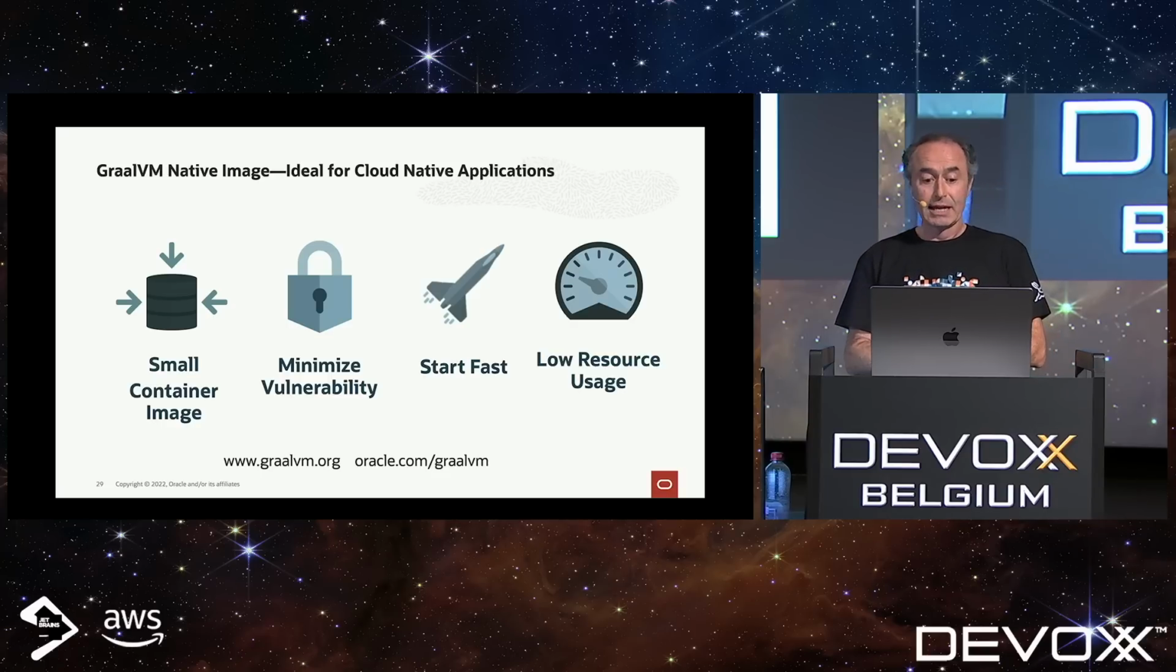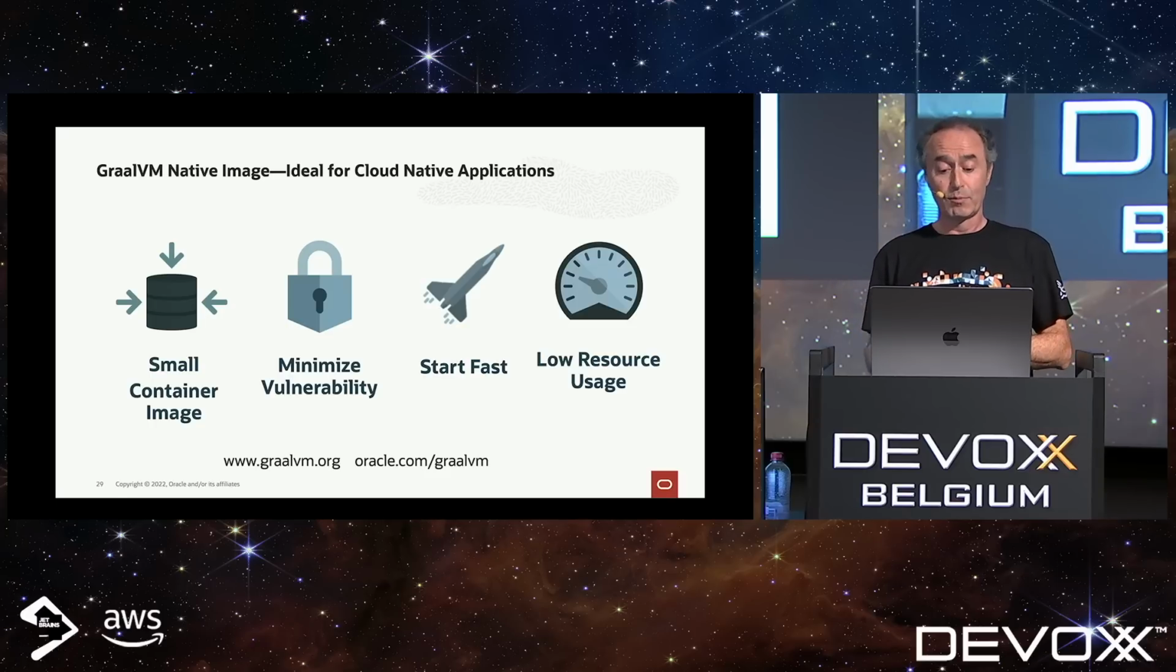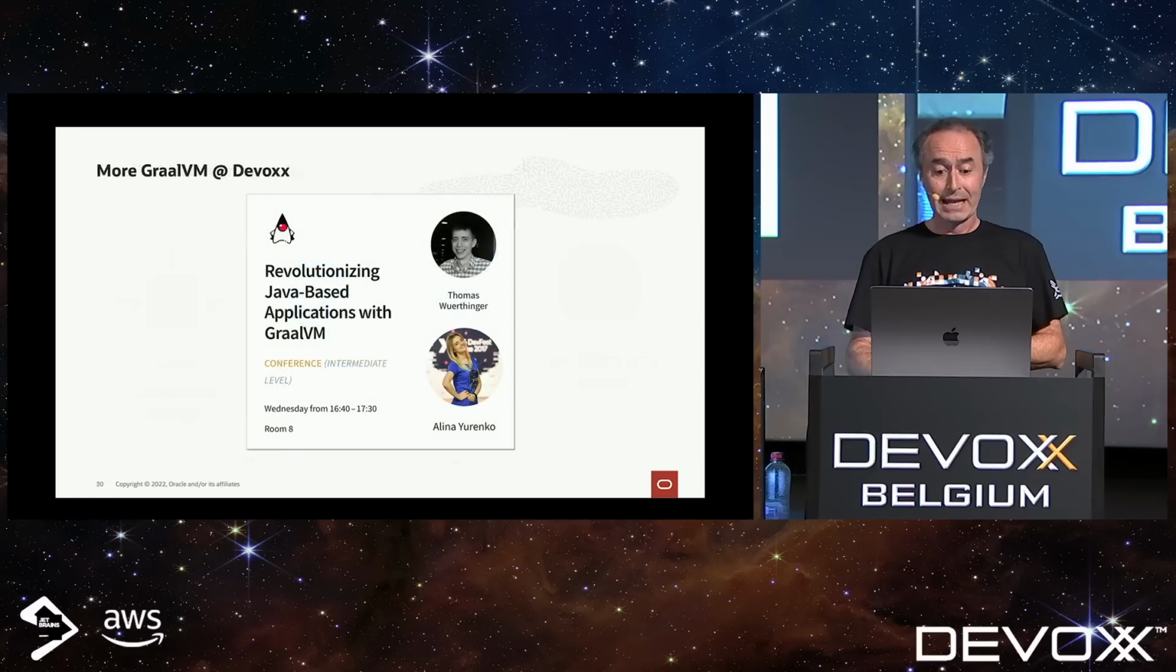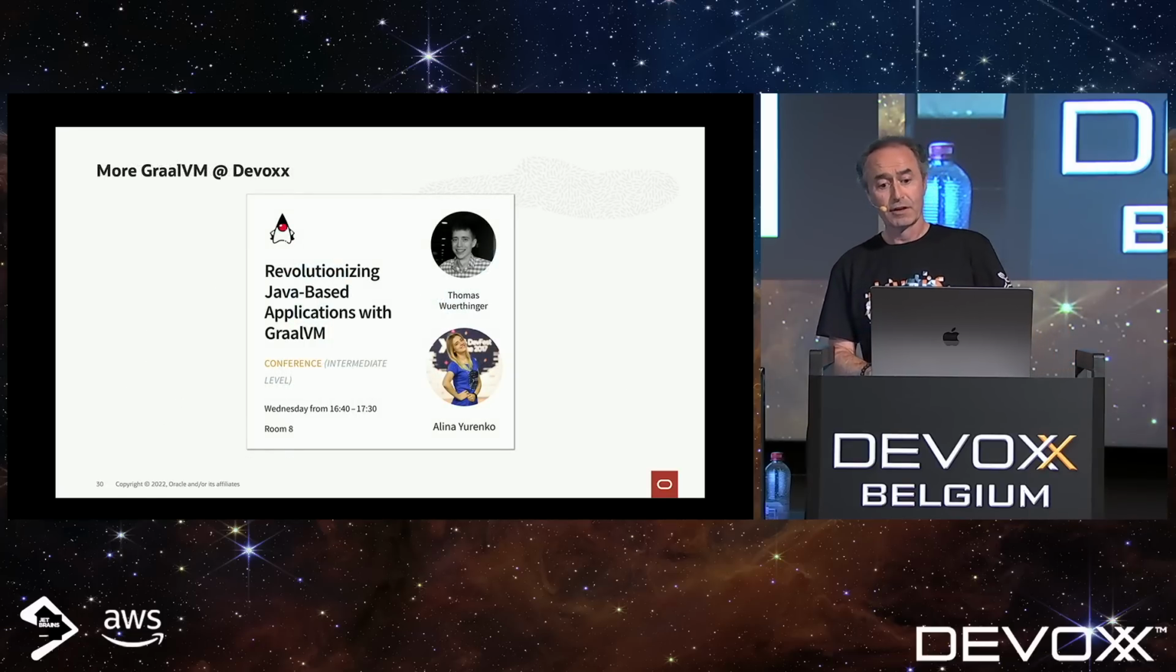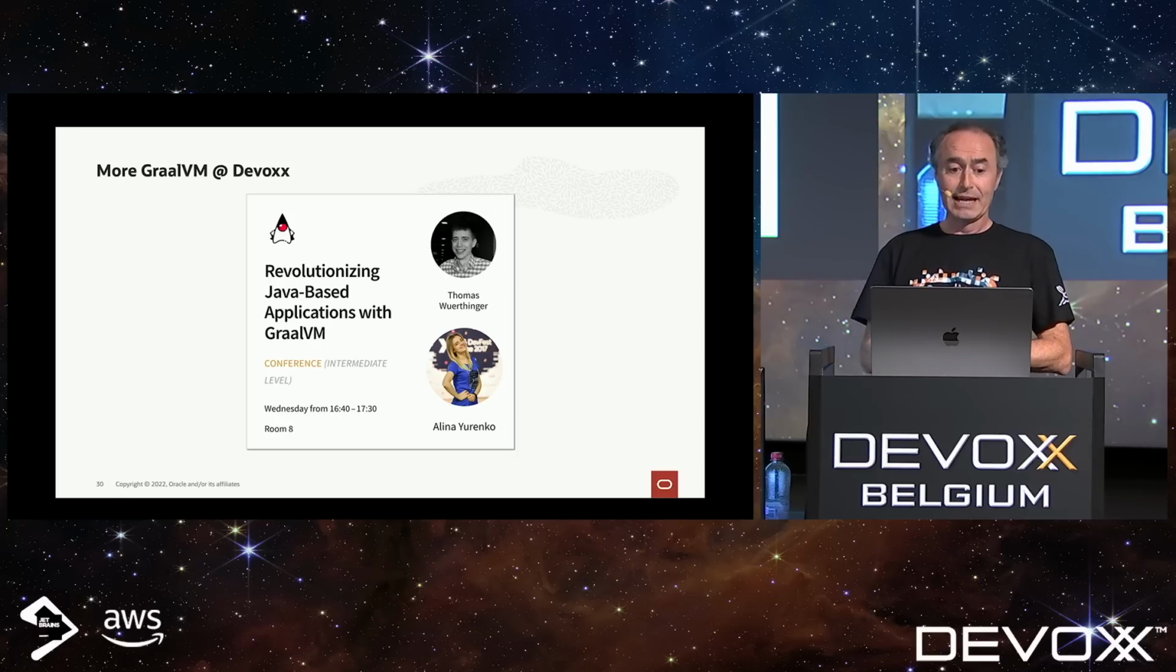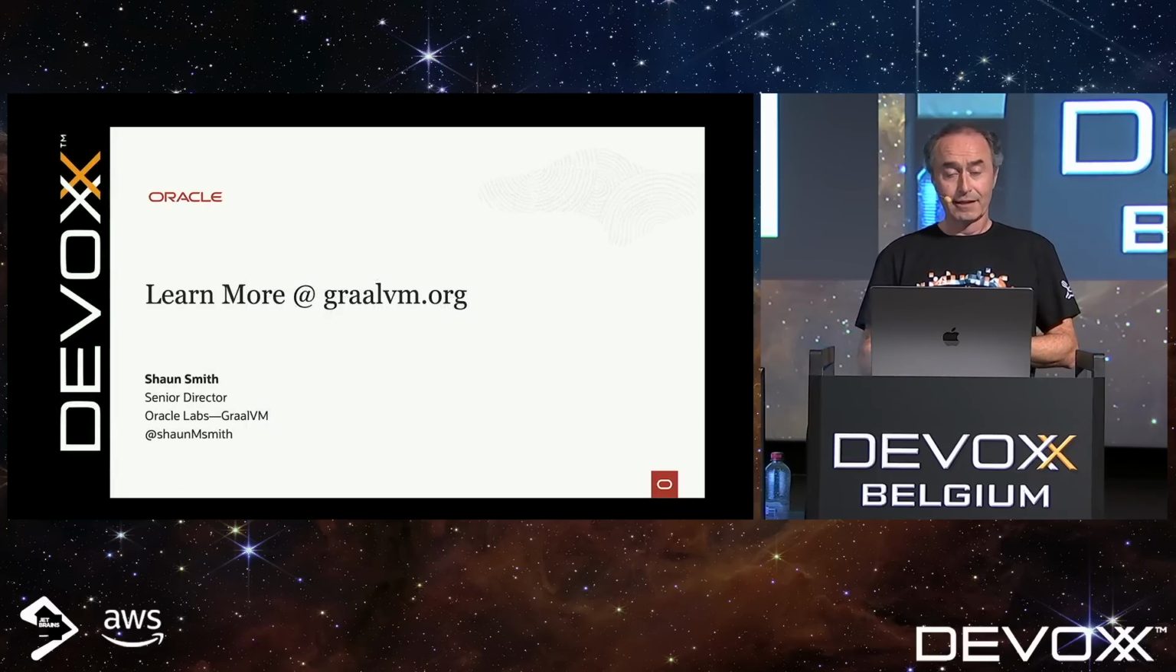And yeah, if you want to know some more, we have graalvm.org. So we have both an open source community edition and the Oracle Enterprise edition, which has a few more optimizations and performance benefits. So graalvm.org or oracle.com/graalvm. And if you want to know more, there's another talk tomorrow by my colleagues, Thomas and Alina. That's on Wednesday, so there's a bit more. And that's all I have for you today.